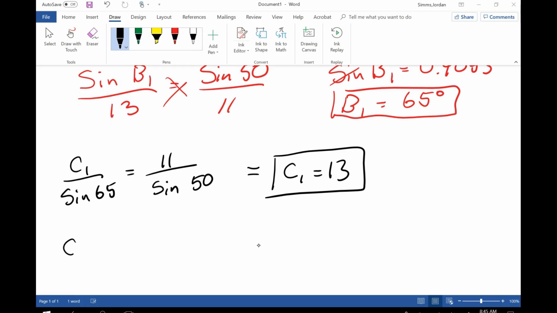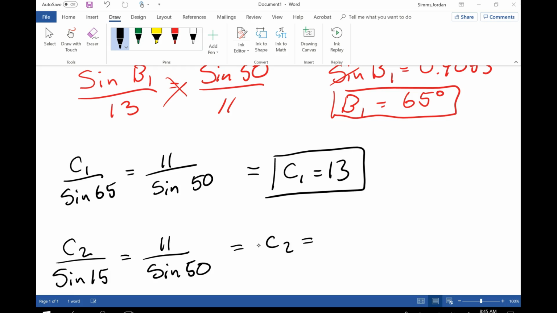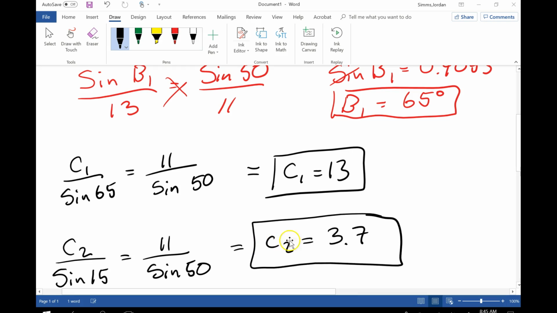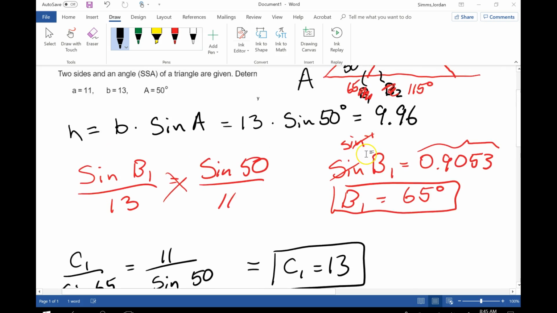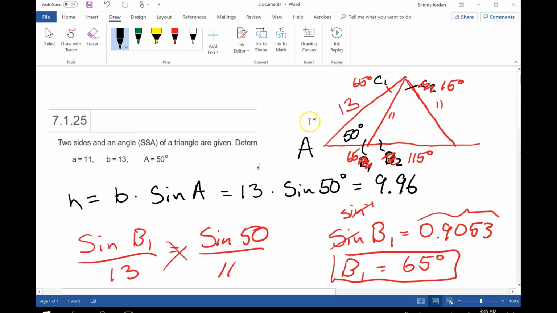And now C2, same deal. It's going to be over the sine of C2, which is the sine of 15. Again, I'll compare that to my complete ratio with A, 11 over sine 50. Cross multiply, C2 comes out to be 3.7. Okay, so you're off to a great start. You actually solved the first triangle, but I think just doing the diagram will help you a lot as well.